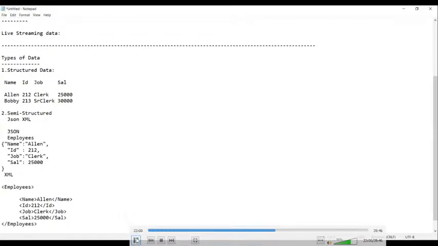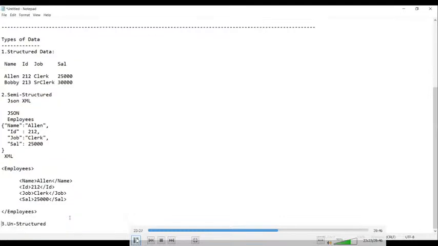You can see here, guys, everyone, this kind of data is called semi-structured data, not unstructured. Semi-structured data. That's it. So this is the type of data we have, semi-structured data.